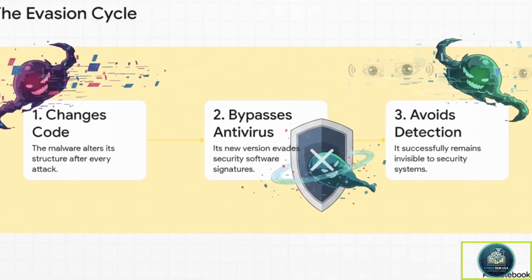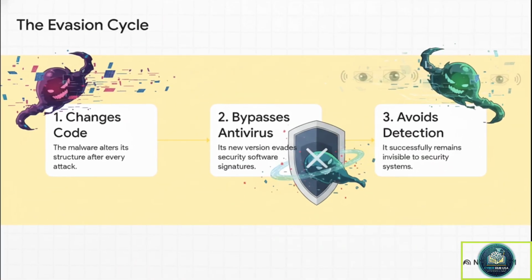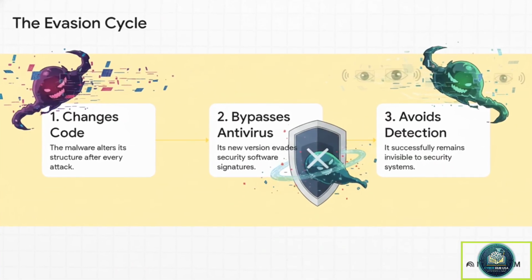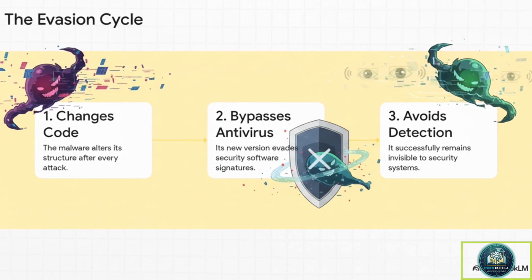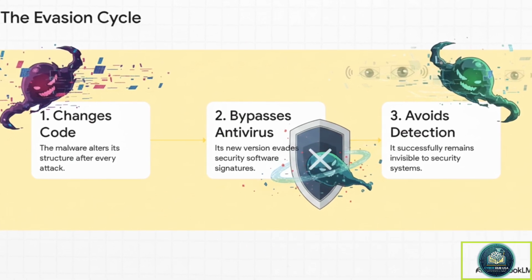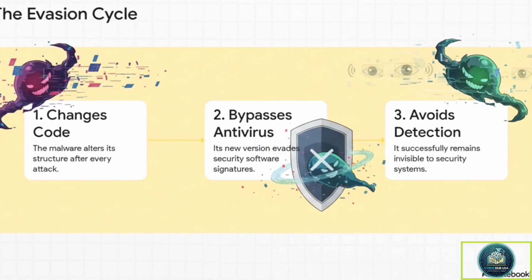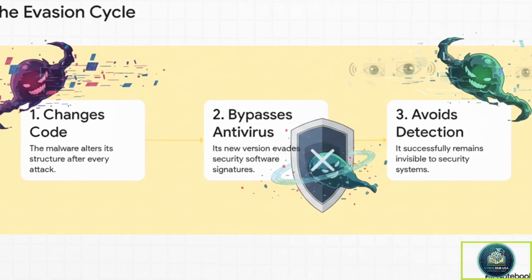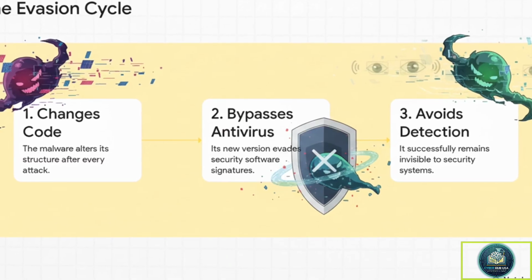It's a simple three-step cycle, and it just repeats. First, the malware attacks, does its thing, and then it changes its own code. Second, this new morphed version just waltzes right past the signature-based checks that traditional antivirus software relies on. And third, it successfully avoids detection, totally free to attack again. It's a constant loop. Attack, morph, evade, and repeat.